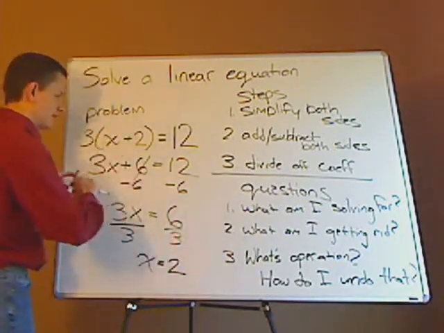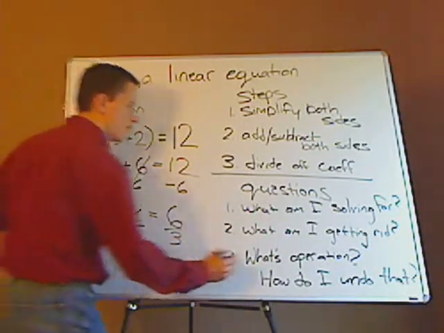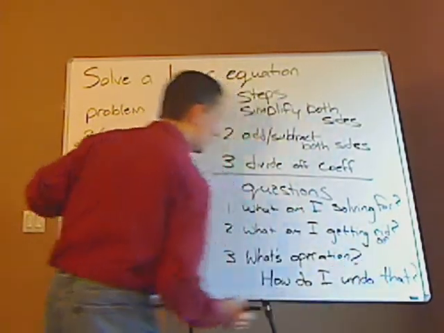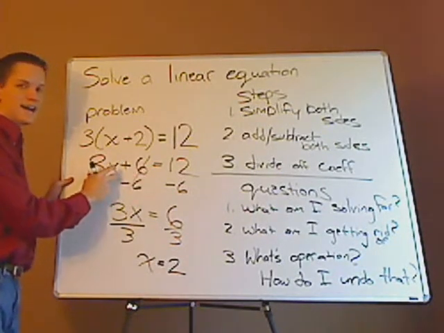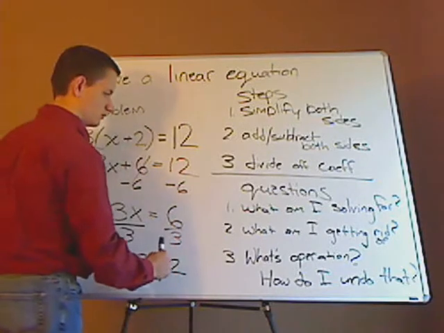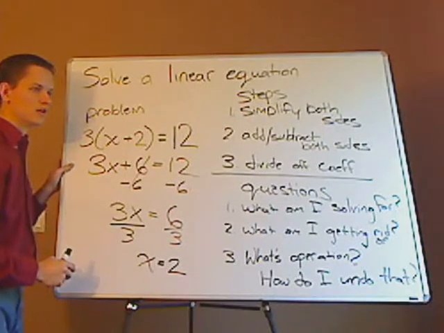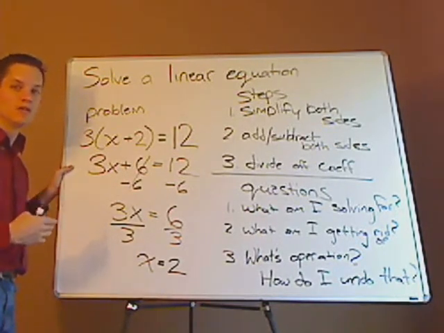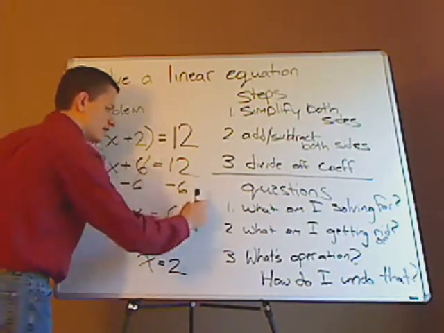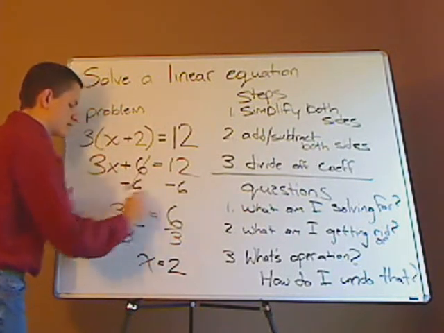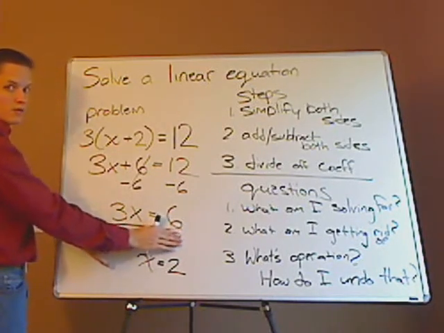Next, all right, I simplified this. What am I getting rid of? You're getting rid of this plus 6 because you want to try to isolate the 3x. So what operation is between the 3x and the 6? Right, it's addition. How do you undo addition? Right, subtraction. And whatever you do to one side, you have to do the other side. So you subtract both sides by 6. Now you have 3x = 6.